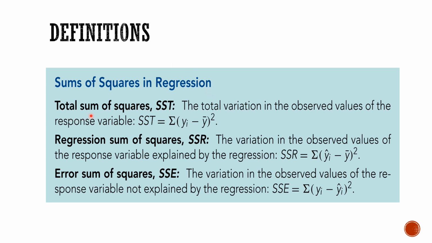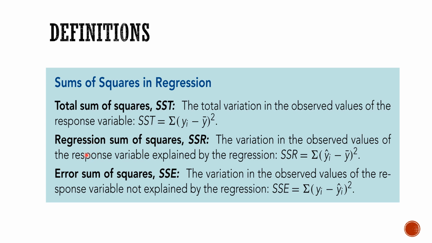The first one is the total sum of squares, called SST. It's the total variation in the observed values of the response variable. Remember, we just talked about the response and the predictor variable. The response variable represents the y values. So SST is how much the individual y values are off from the mean of all the y values, and then we square them and sum them, which makes it the total sum of squares. All right, but it is the squares of the y values. It deals with the response variable.